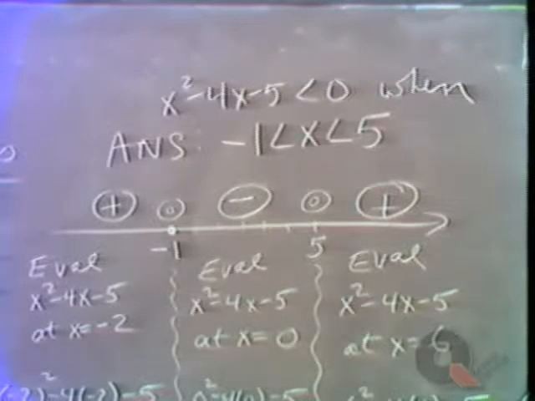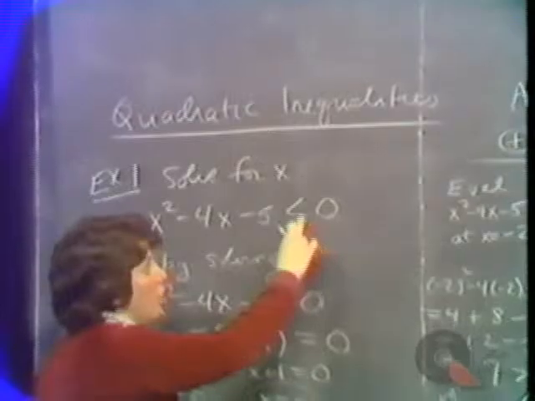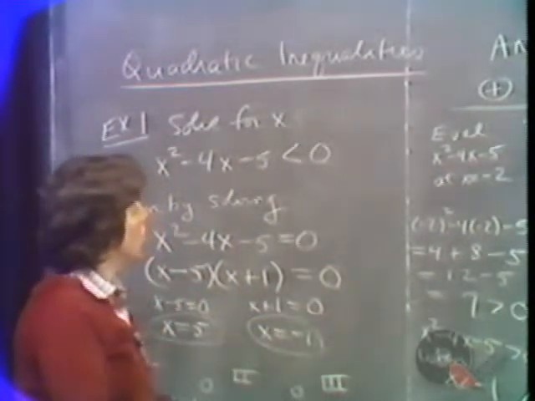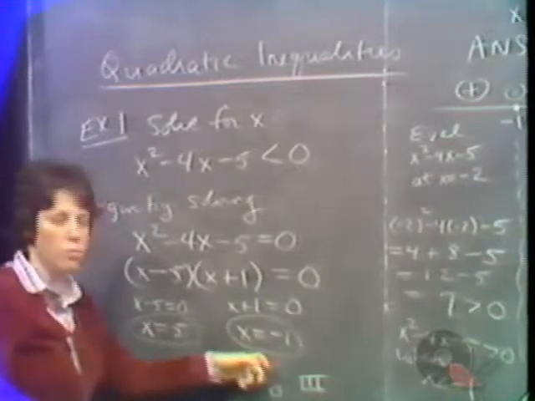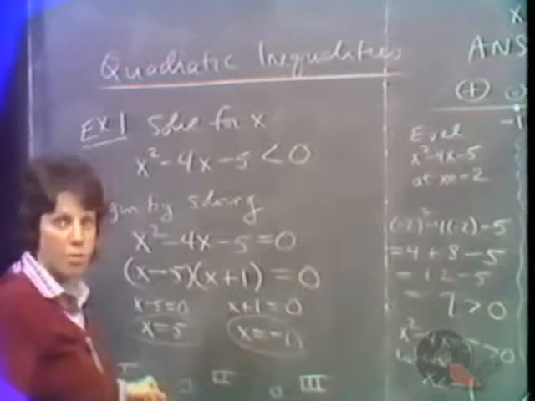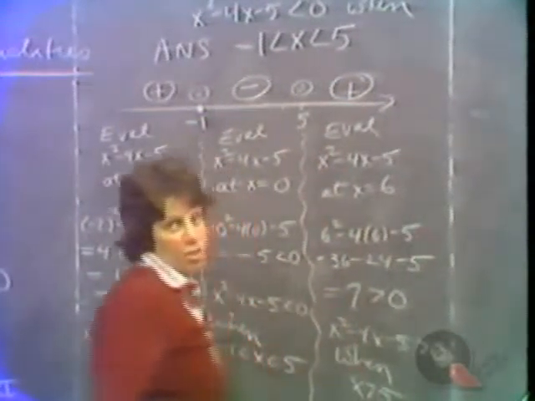Now, if the original problem had been less than or equal to 0, you'd first work it out, find out when it's less than 0, and then include those values for which it was equal to 0, namely minus 1 and plus 5. And then it would have been minus 1 less than or equal to x less than or equal to 5.